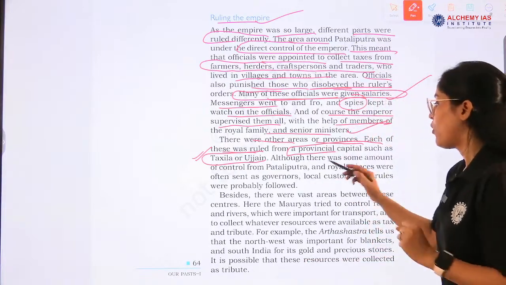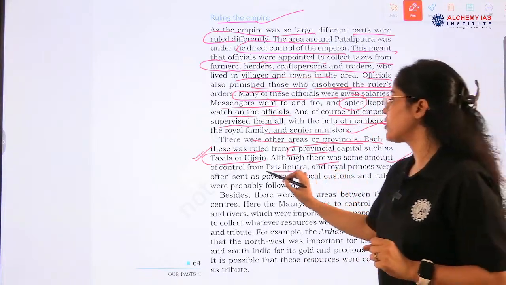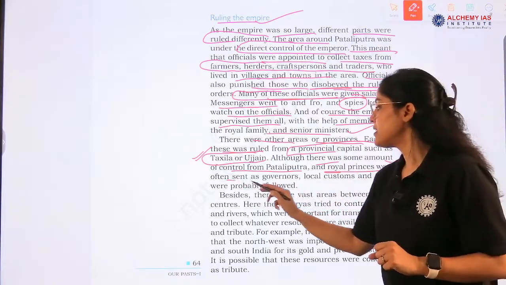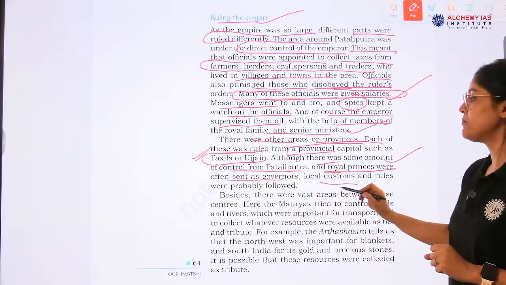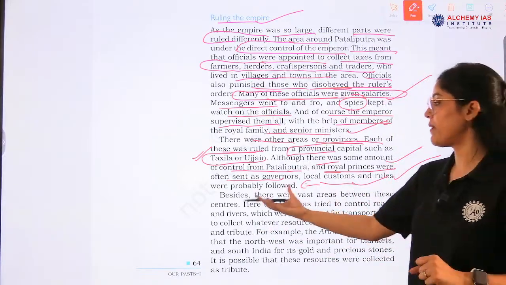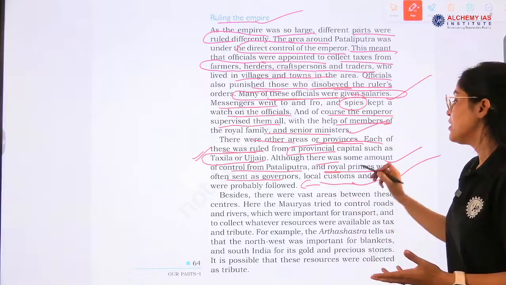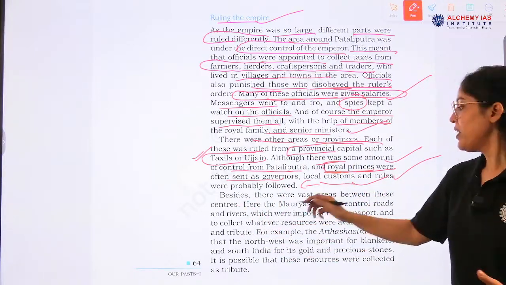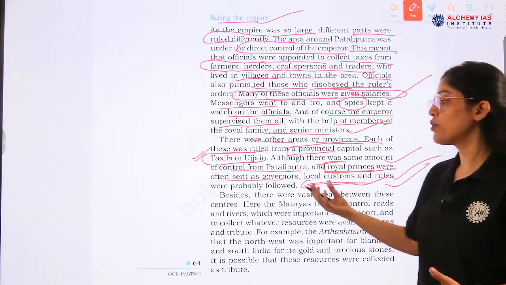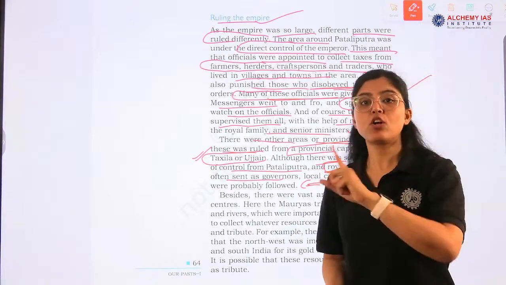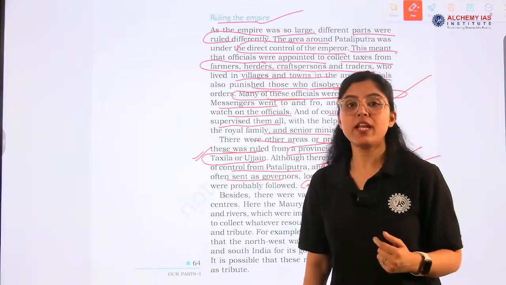Now, although there was some amount of control over Patliputra and royal princes were often sent as governors, local customs and rules were probably followed. So, royal princes were sent as governors, and then local customs and rules were probably followed. So, princes are governors also of these provincial areas.